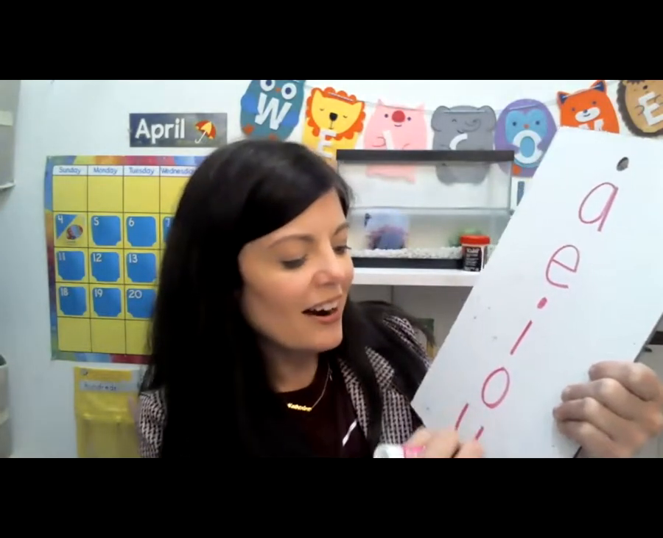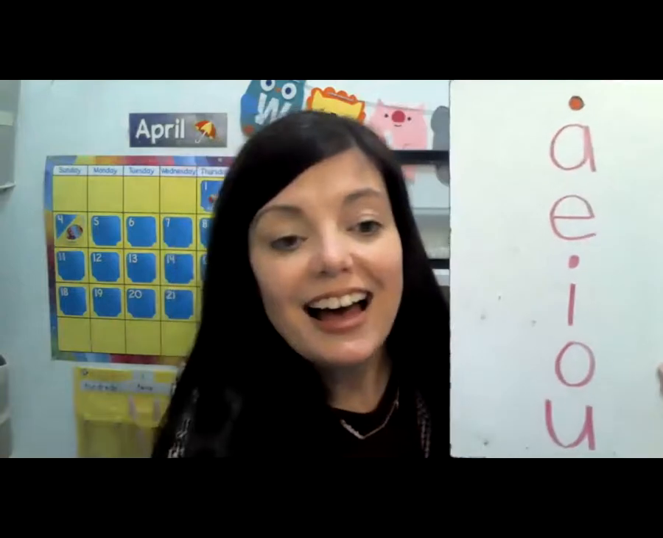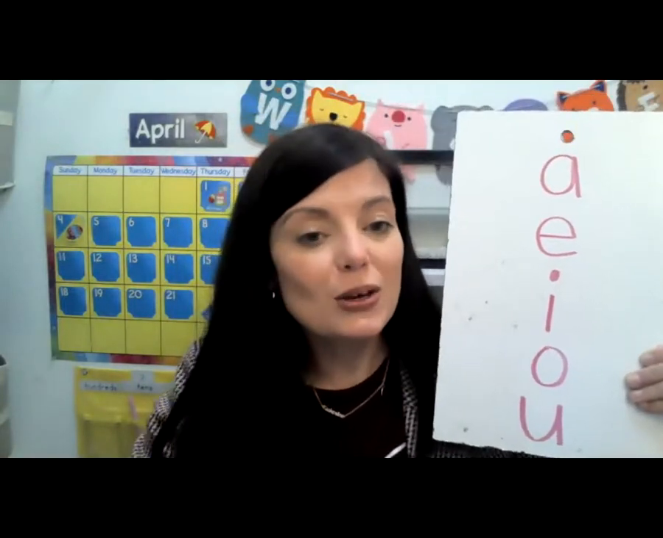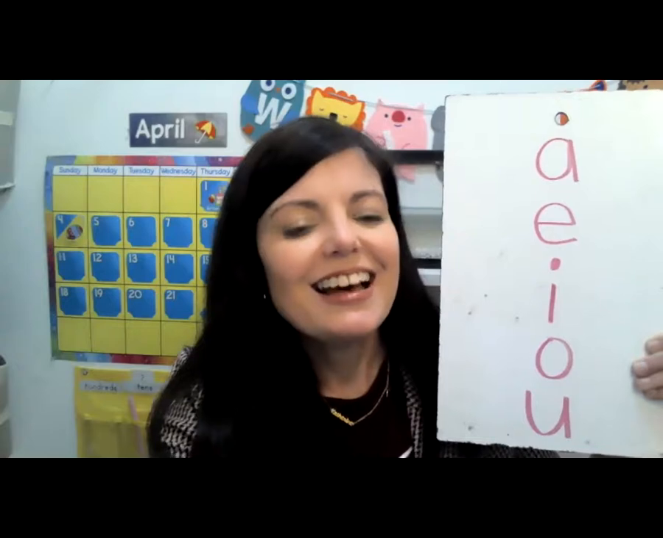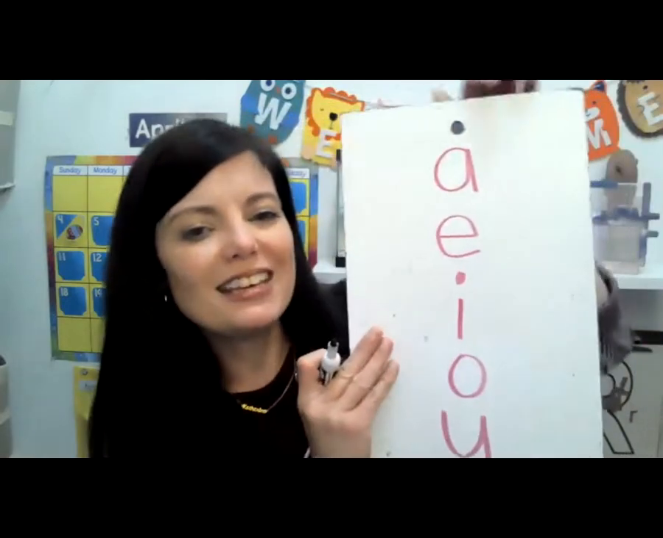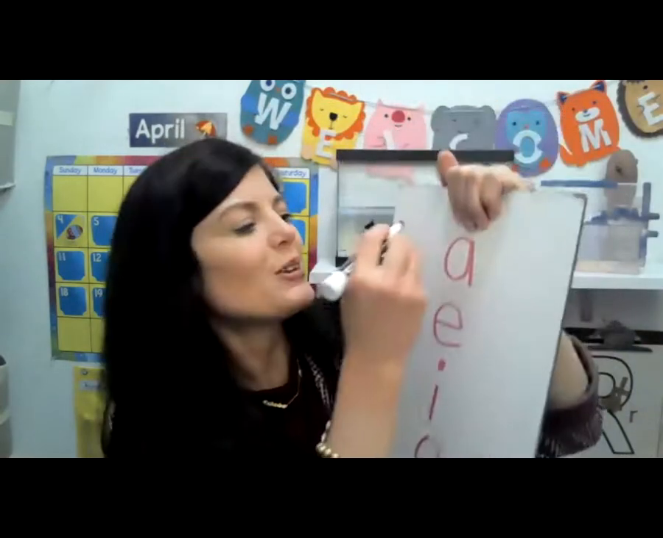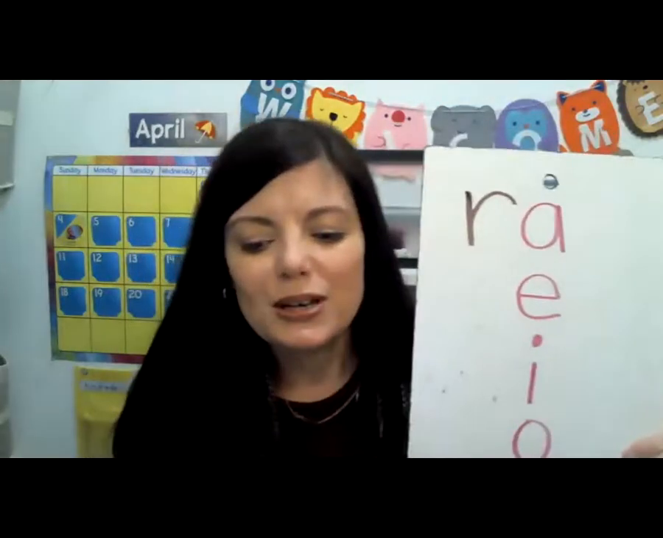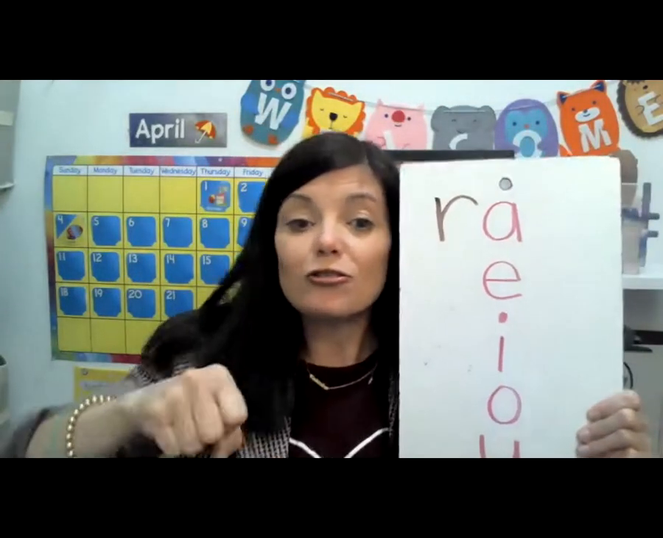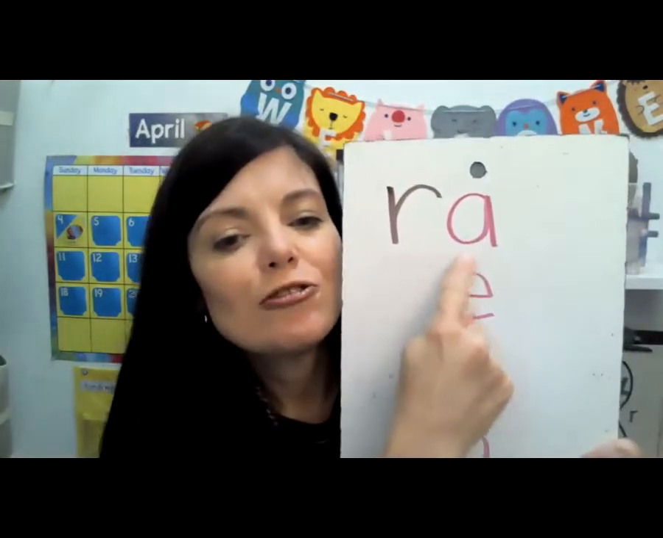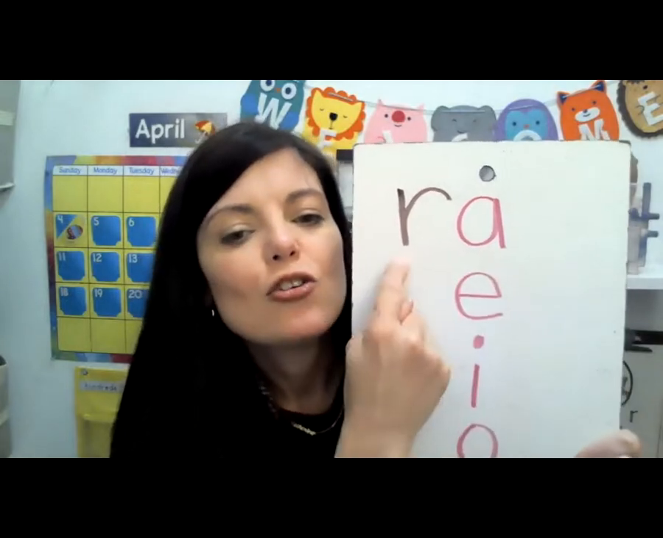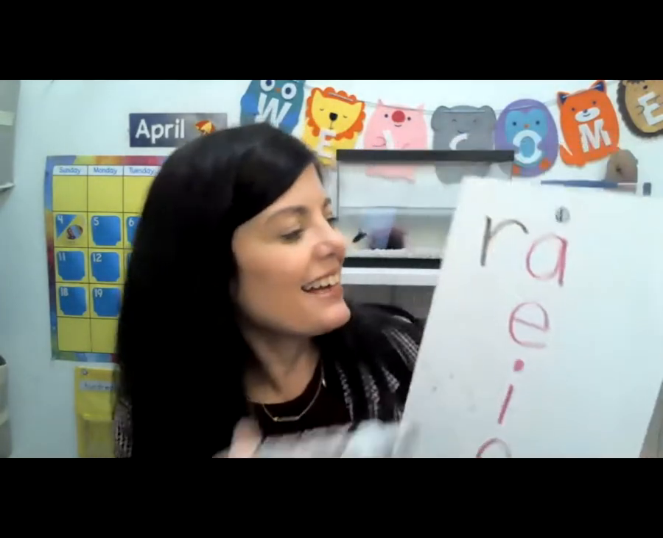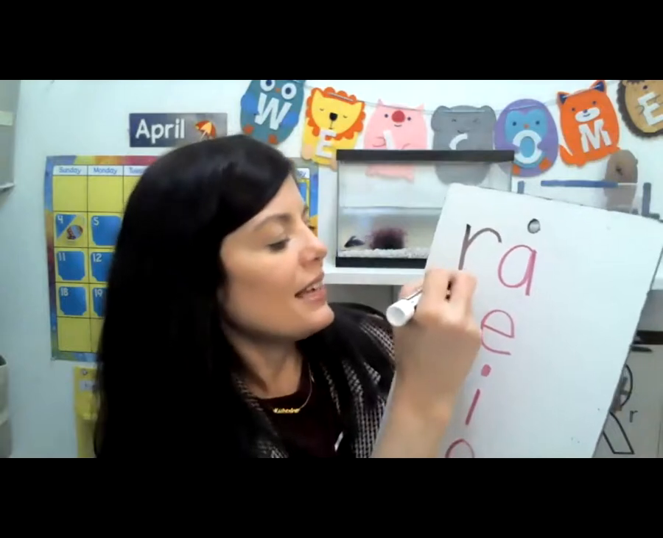The vowels are A, E, I, O, U, A, E, I, O, U, A, E, I, O, U. These are the vowels. Well, we're going to put an R with each of these vowels. We know what R says. R, r, ra, ra. Good. Let's put R with E.